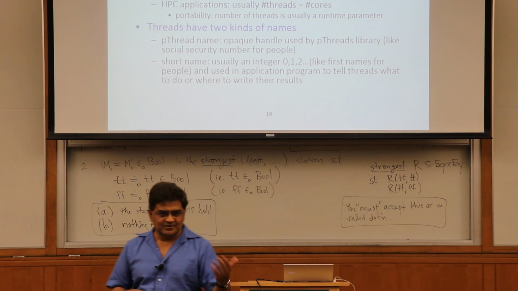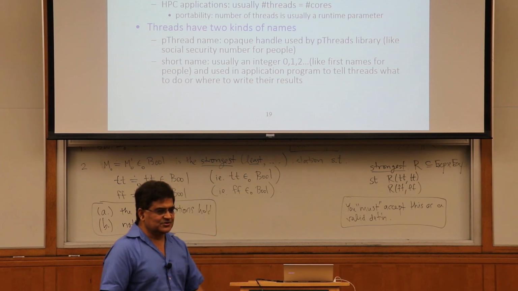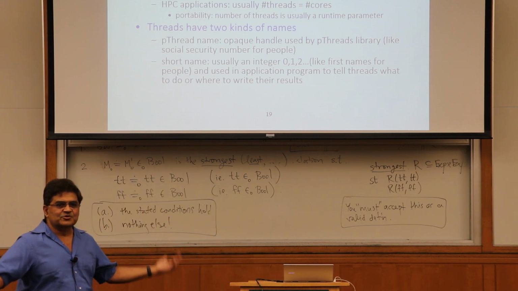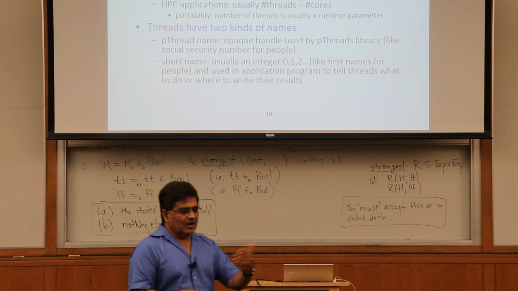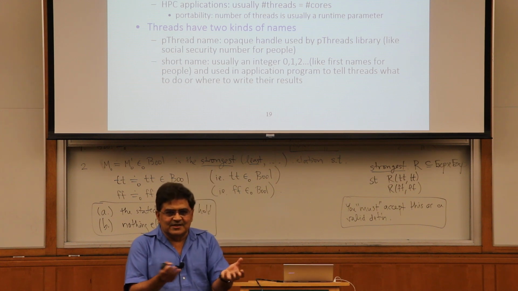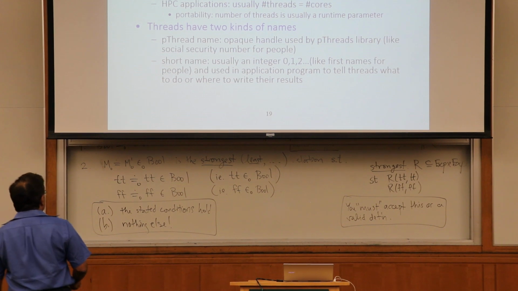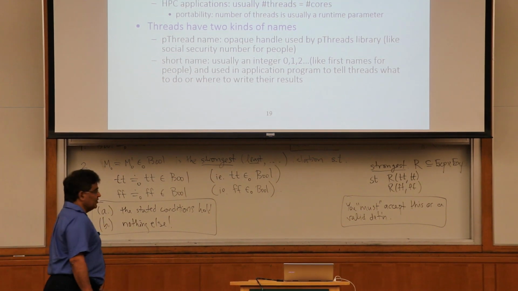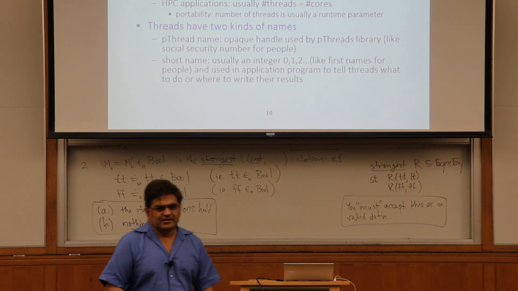So what do we do? Well, you not only have a social security number, but you also have a first name that we use. So the first name is essentially used within the application program to refer to a thread. If you're thread 0, I want you to execute this piece of code. So you can do that, but I want to use names like 0, 1, 2. Those are the short names, as I'm going to call them, usually an integer, and they're used by the application program to tell threads what to do and what parts of a data structure to read and so on.